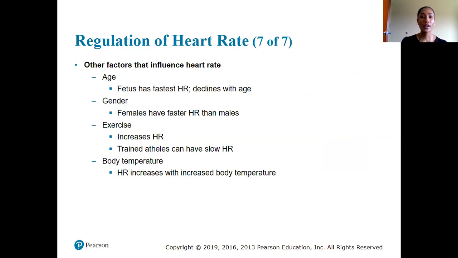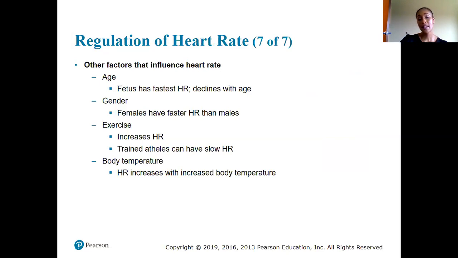In terms of gender, females have a faster heart rate than males. In terms of exercising, of course, that's going to help to increase your heart rate. And trained athletes will have a slower heart rate, meaning that if, let's say, you're a runner and you start running, initially your heart rate is going to be higher because your heart has not been trained to work at that capacity and keep its heart rate steady.